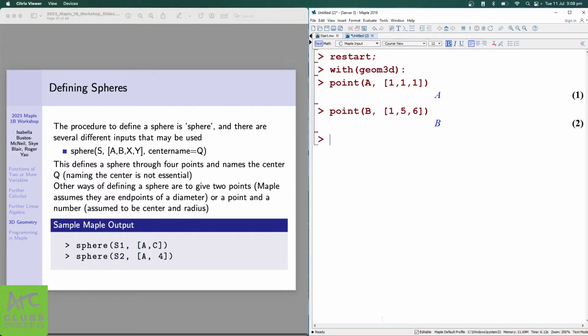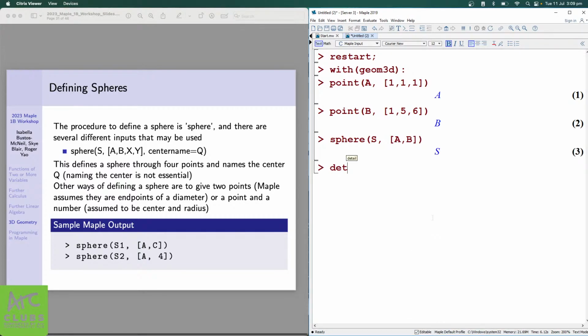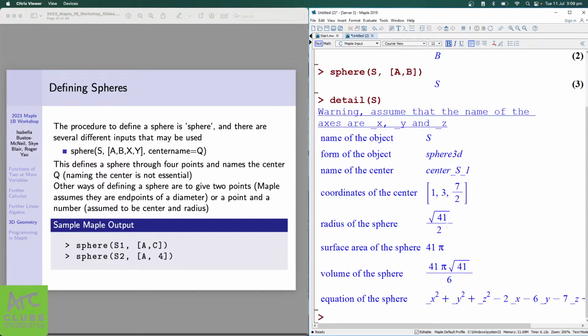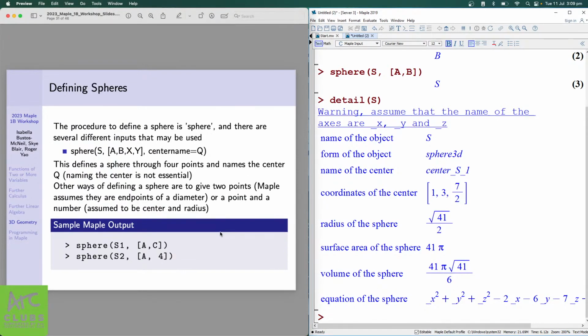Finally, to create the sphere that has a diameter between these 2 points, I'm going to use sphere. I'm going to call my sphere S, and it's going to go between A and B. And we can use detail to find some information about the sphere. It has a center 1, 3, 7, it has a radius of root 41/2, and we can also find its surface area, volume, and even the equation of the sphere.